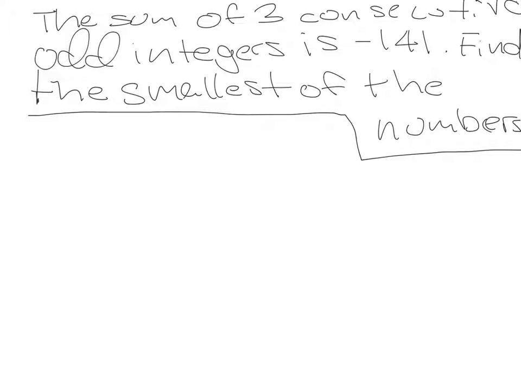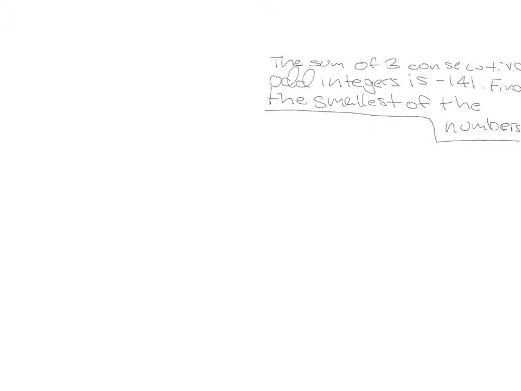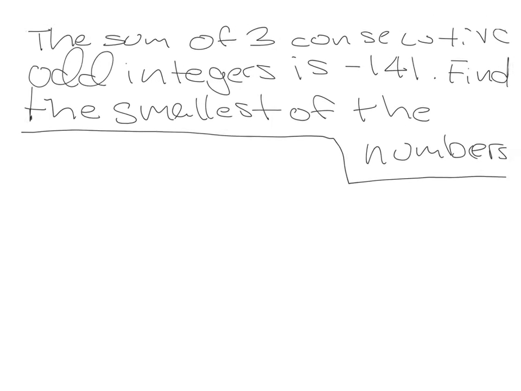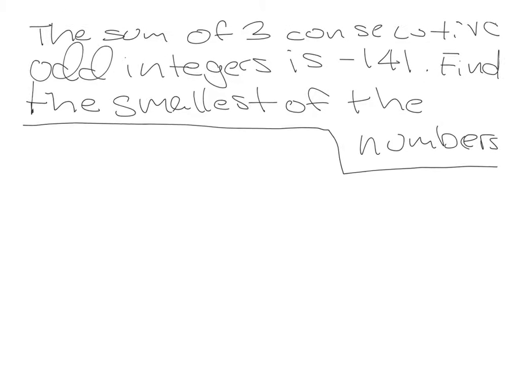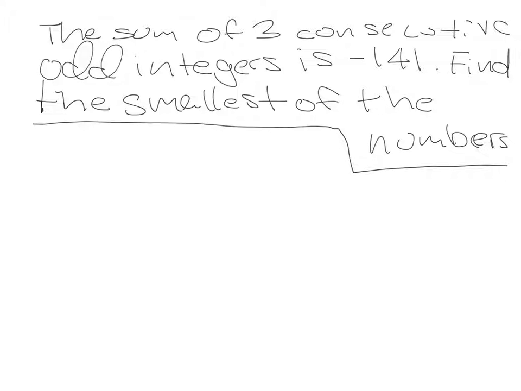Hey guys, today I'm going to do the video of the question that Ms. Regia gave us in class. The question is: the sum of three consecutive odd integers is negative 141. Find the smallest of the three numbers.